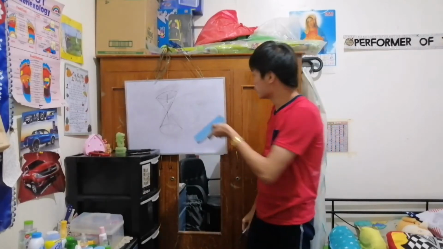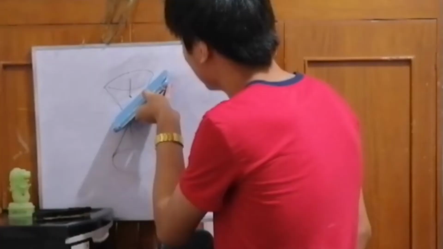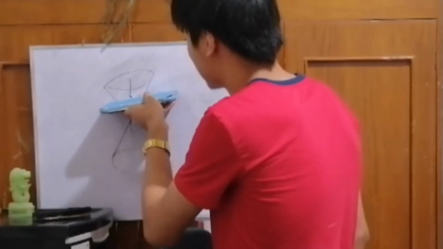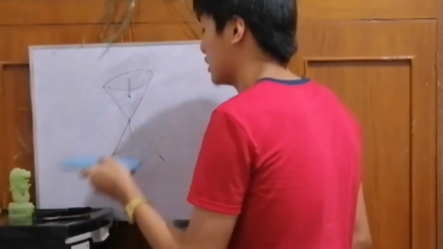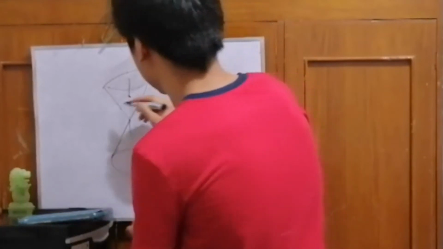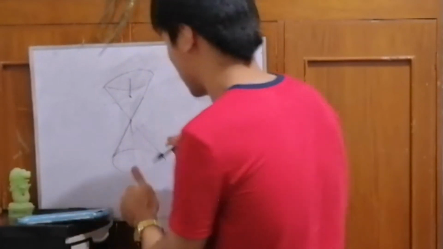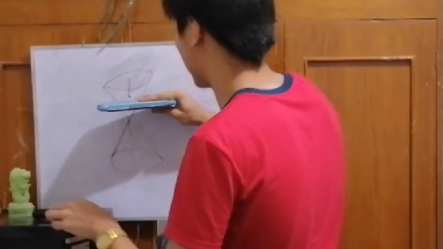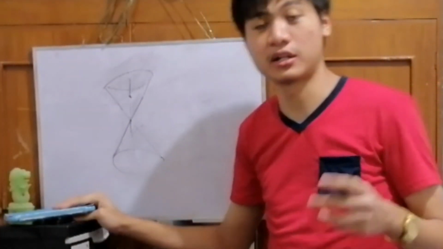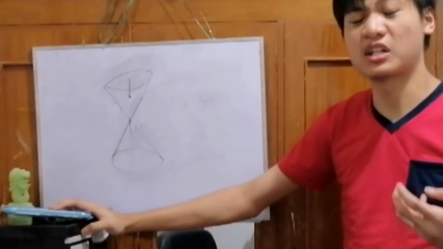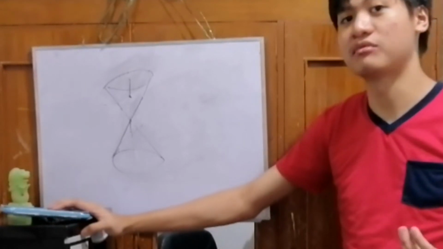Now, once we make this plane perpendicular to the axis, that means it would cross the axis in a straight horizontal line, we can form a circle. So hence, we can conclude that the circle is a special type of ellipse.